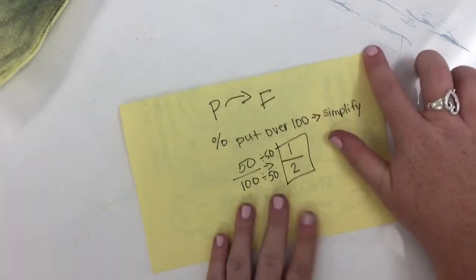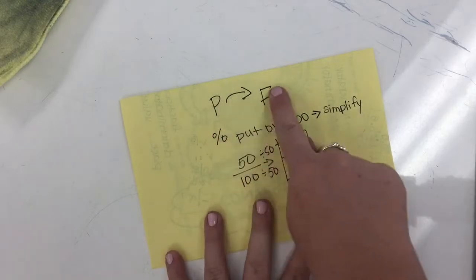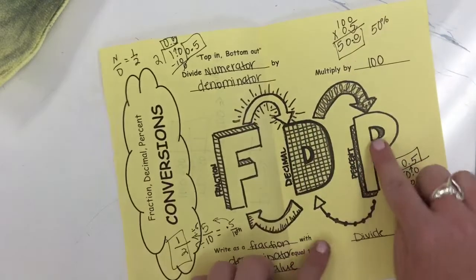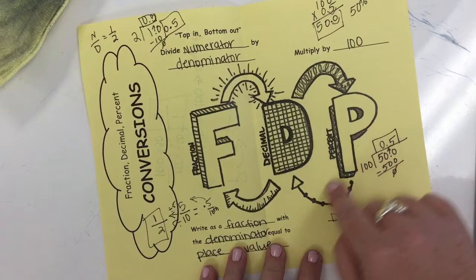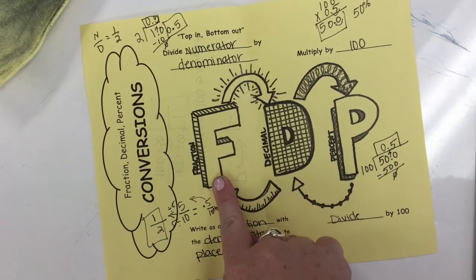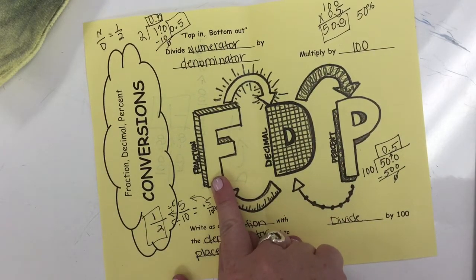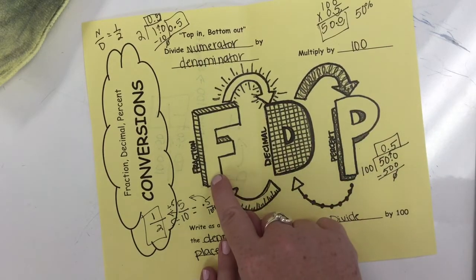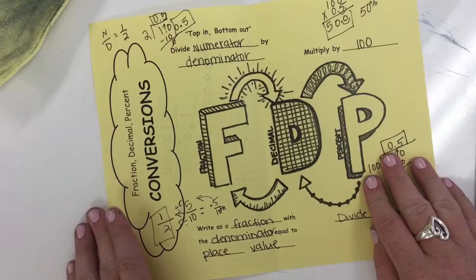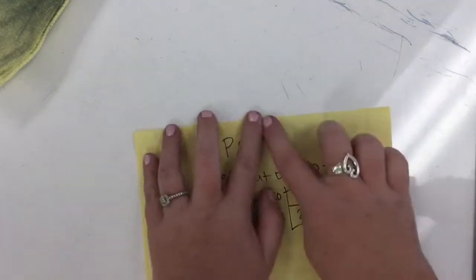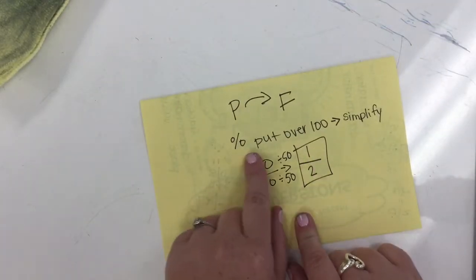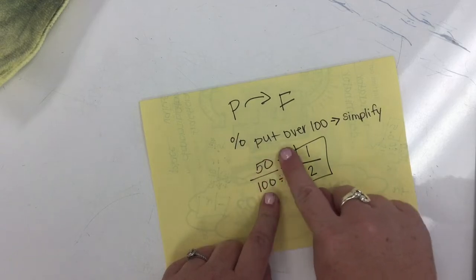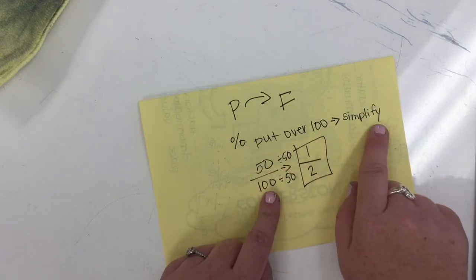If you go to the other side, I did have you guys write this down as well, as going from percent to fraction. If they ask you to go from percent to fraction on a question, if it's on a test or something, you can always skip the decimal, only if you're going from percent to fraction. So you can skip the decimal step and just put your percent over 100, and then you have to simplify.